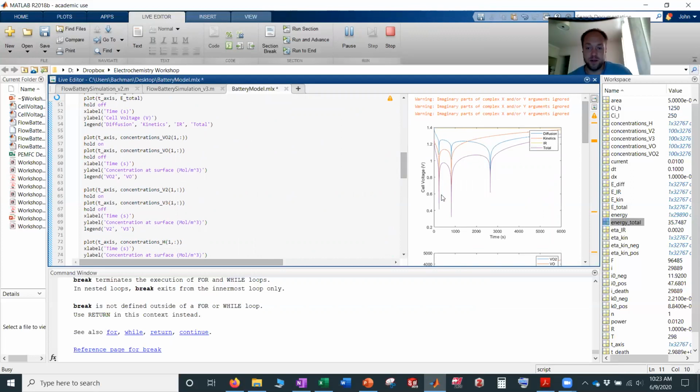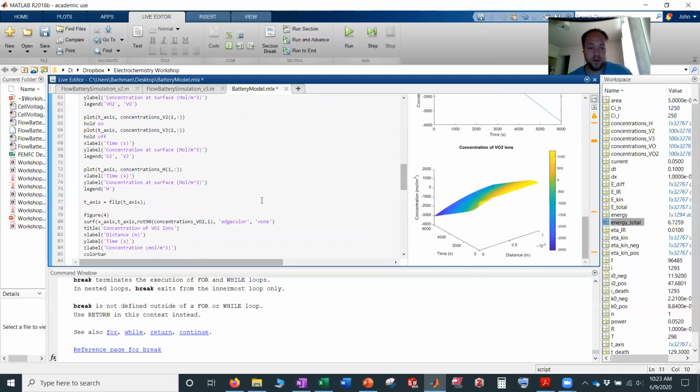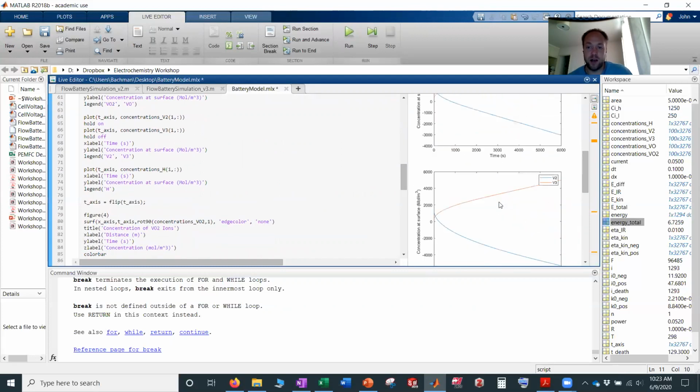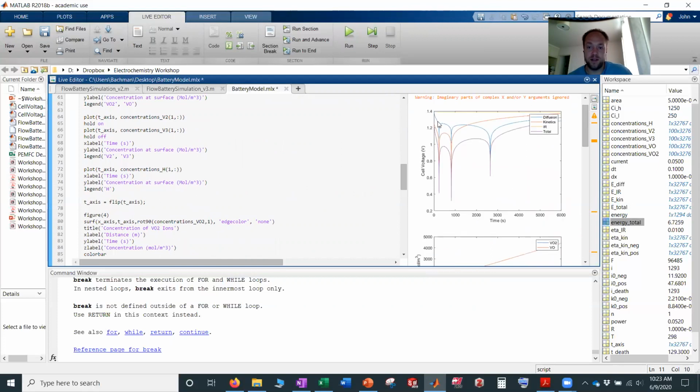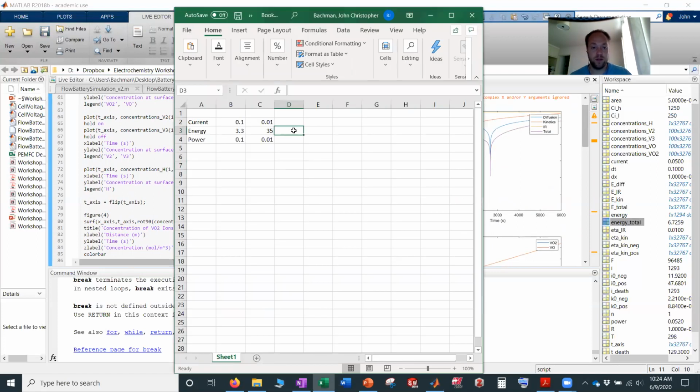This one dies a lot sooner. So just ignore this odd behavior. This type of behavior, and once it goes down here, you should just basically call it dead. So the energy total now is 6, and the power is 0.05. So here we have 6, 0.05.